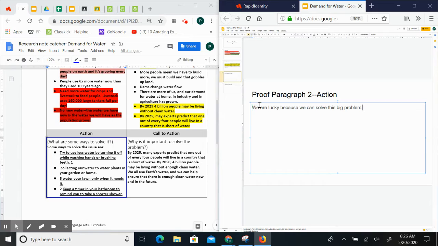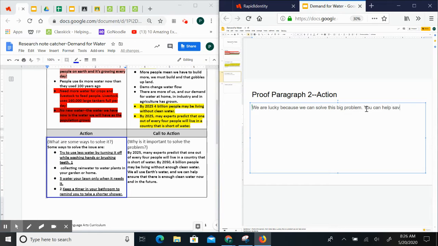So it was the same idea, right? Luckily, this is a problem we can solve. So I changed it around just a little bit. Okay, so now I'm ready to make these 3 blue facts. Okay, this is the one I chose first. Action. Try to use less water by turning off the faucet while washing hands or brushing your teeth. We're lucky because we can solve this problem.